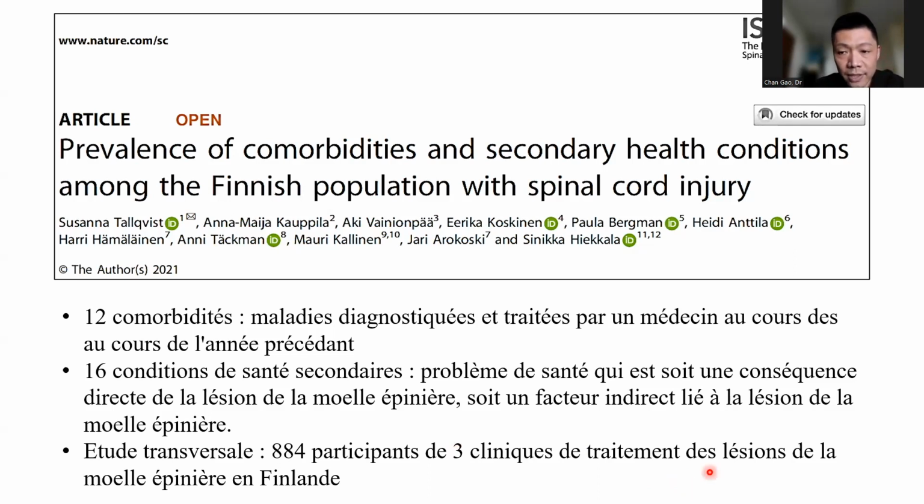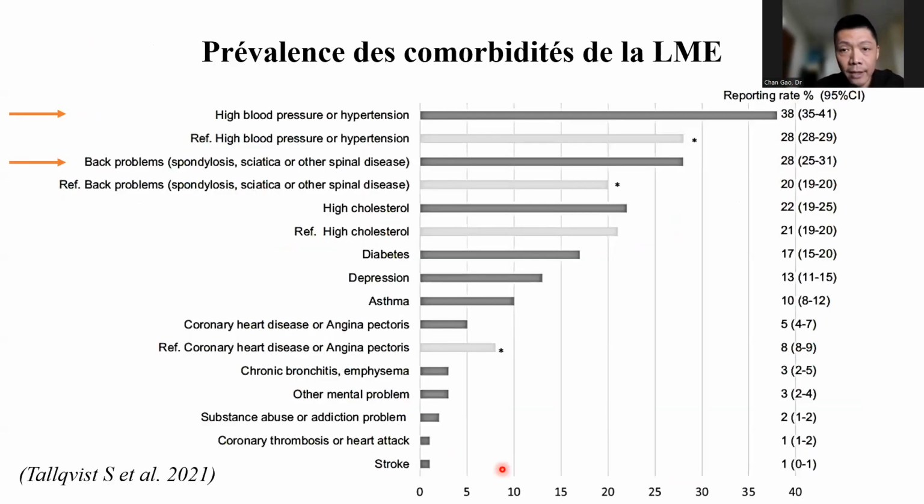The cross-sectional study was conducted in Finland. More than 800 participants with spinal cord injury were included. A questionnaire was used to screen 12 comorbidities and 16 secondary health conditions. About 70% of the participants with spinal cord injury reported at least one of the 12 comorbidities. I just show part of them, the most prevalent ones in these 12 comorbidities.